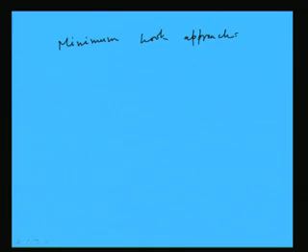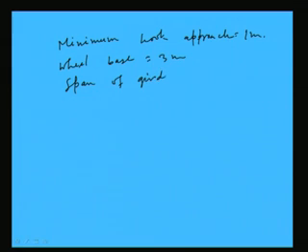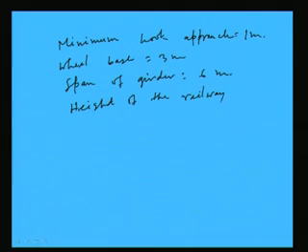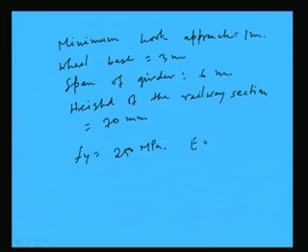is 1 meter, let us consider, and wheel base is 3 meter, and span of girder is given as 6 meter. And another thing, height of the railway section is 70 millimeter, and assume Fy as 250 MPa and E value let us assume 2 into 10 to the power 5 MPa. So, these are the data we have.